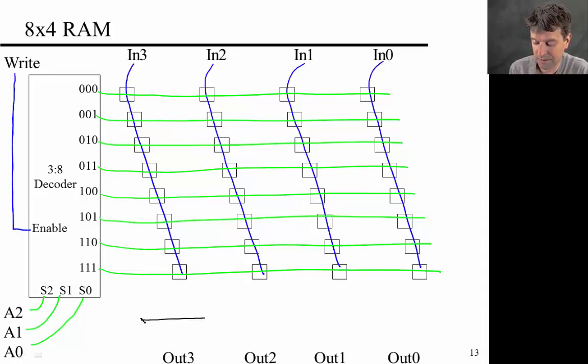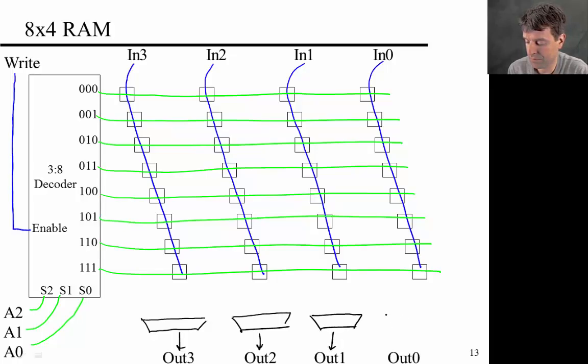So here I'm going to add a multiplexer for each row. Okay. The controls here are going to be A2, A1, and A0 everywhere.